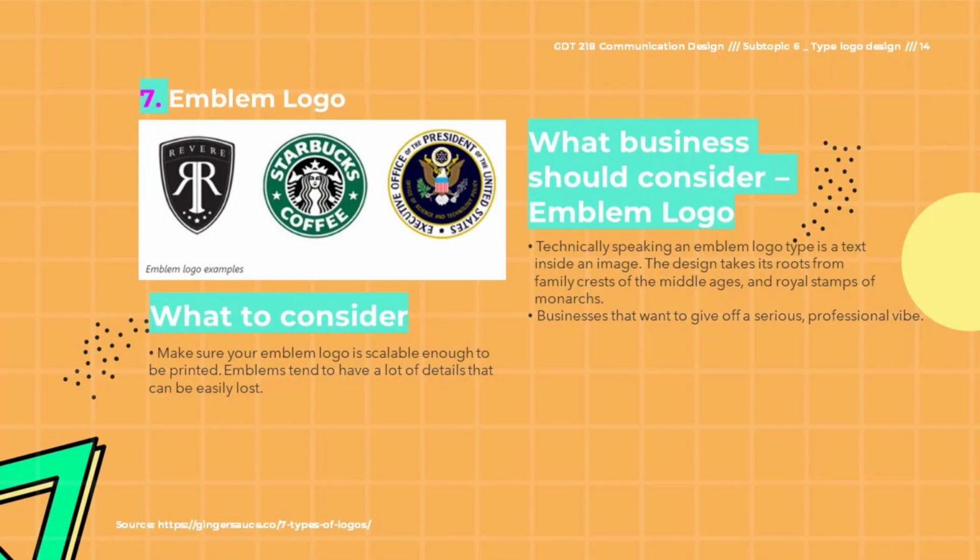Emblem logo. Emblem logos typically consist of a logo or symbol enclosed within a badge or emblem. They often have a traditional or vintage look, resembling seals or crests. Emblem logos are commonly used by organizations, schools, or government institutions to convey a sense of authority, history, or tradition.